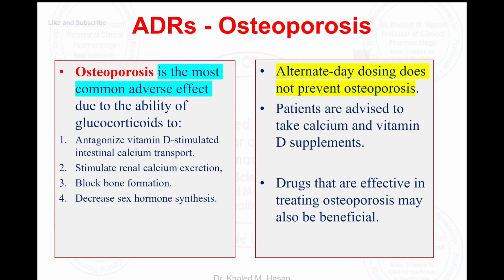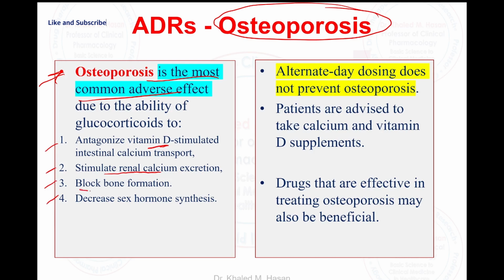Another important side effect will be osteoporosis, the most common side effect. Glucocorticoid may cause osteoporosis by 4 mechanisms, as you can see here, and we already covered this in some other places. I refer you to this slide before, on how cortisone may cause osteoporosis. We have 4 mechanisms: antagonize vitamin D, increase excretion of calcium in urine, block bone formation, and decrease sex hormone synthesis.